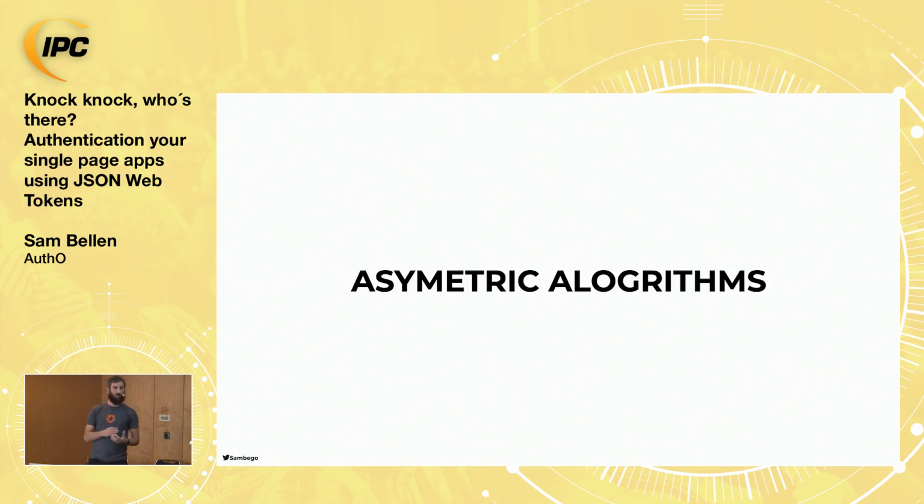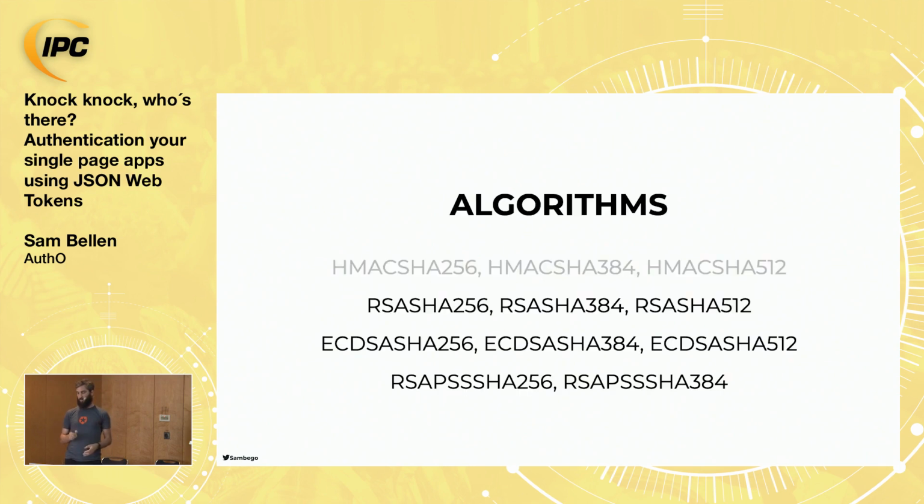Now, we've seen the signature created by a mutual secret, a symmetrical algorithm. Of course, there's also asymmetrical ones, which use a private key to sign and a public key to verify the signature. And these are a bunch of algorithms that are supported in the JSON Web Token spec.